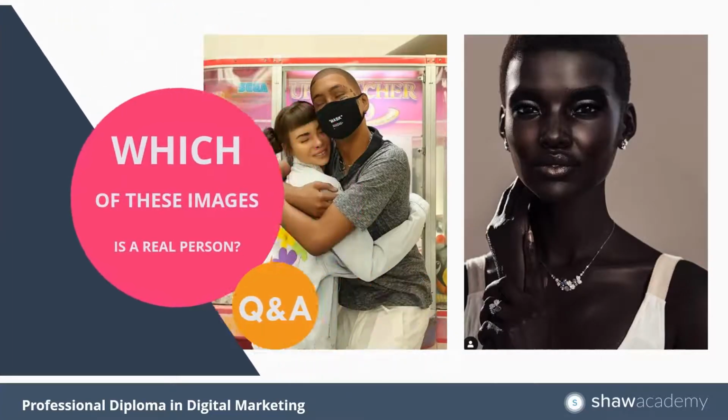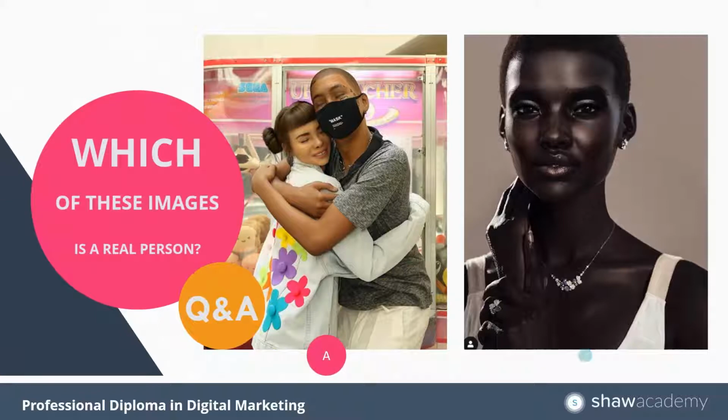I would like you to have a look at these images and tell me which of these images are of a real person. Is it A or B? Bit of a strange question. Pop your answer into Morpheus. I'm not going to give you the answer now. We will find out a bit later.